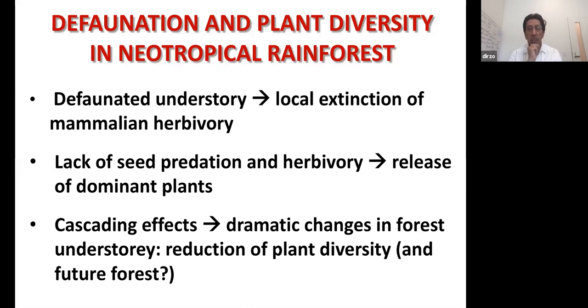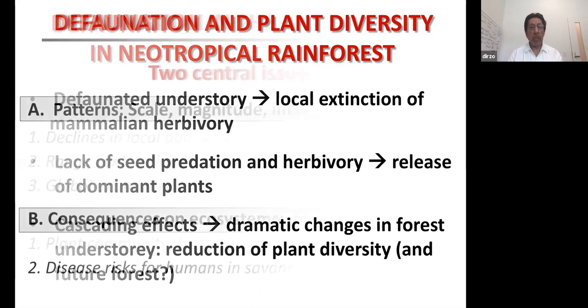So one of the things that we tropical ecologists always brag about is the amazing biological diversity, particularly the plant diversity, the diversity of plants in tropical forest ecosystems. This example suggests that at least in some cases, the loss of the animals can have dramatic negative feedbacks on the plant community, potentially leading to reductions in the most salient aspect of tropical ecosystems, which is the diversity both of animals and plants.